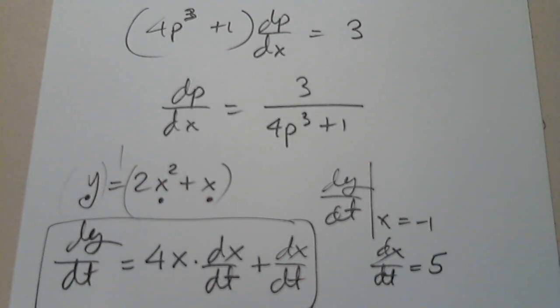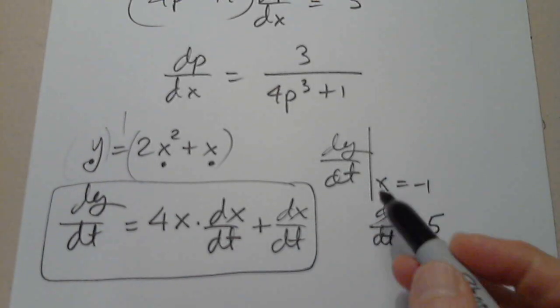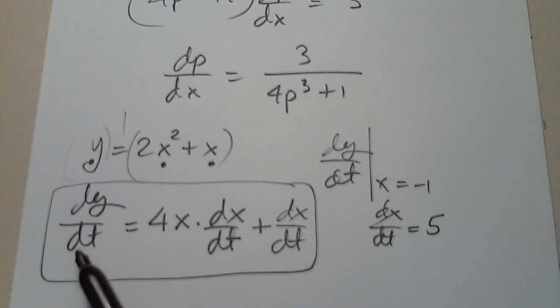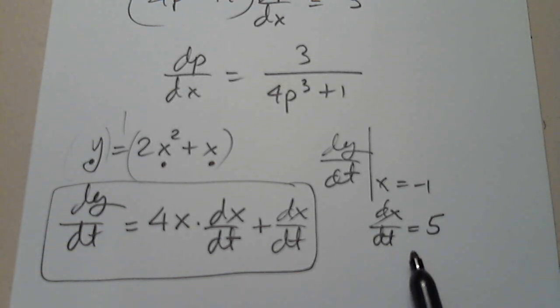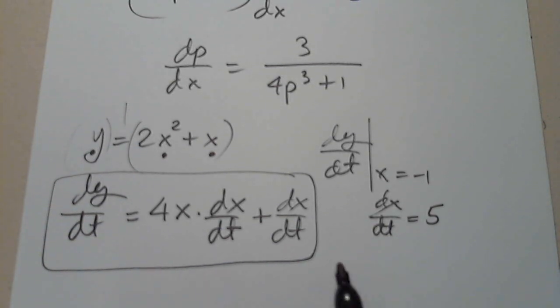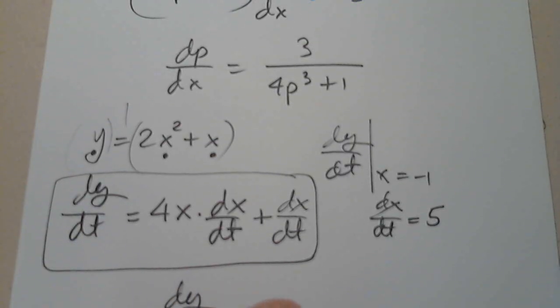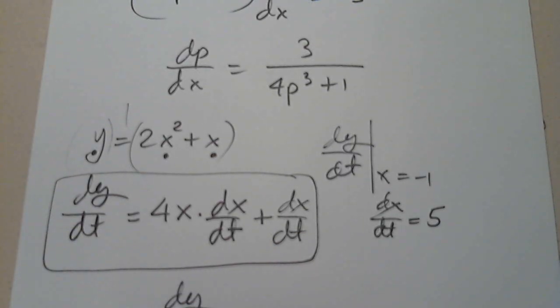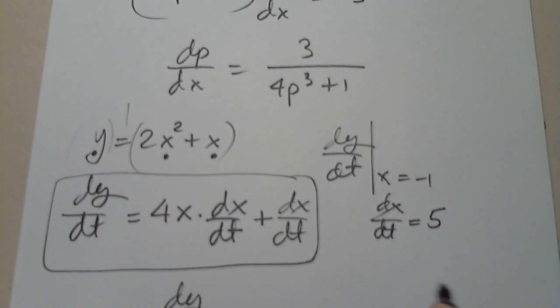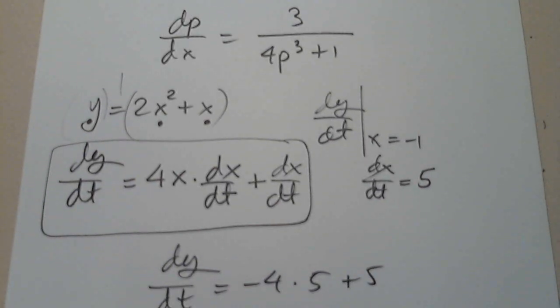What is different from the previous case is that here x is the variable as well, and I'm asked to evaluate something. Good. So I'm asked to evaluate dy over dt. I'm done. All I have to do is replace x by -1 and dx over dt by 5. It's done. So dy over dt equals 4 times -1 is -4 times 5 plus 5. -20 plus 5 is -15, and it's done.